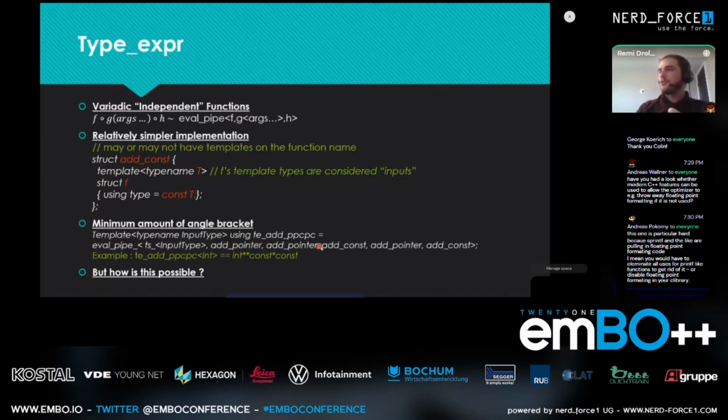So add pointer, add const, add pointer, add const. Just to be sure, this is not the std version of this add const and add pointer. So yeah, it looks pretty. There's only 4 angle brackets in there. That's a win for me. So add ppc int is in pointer const.